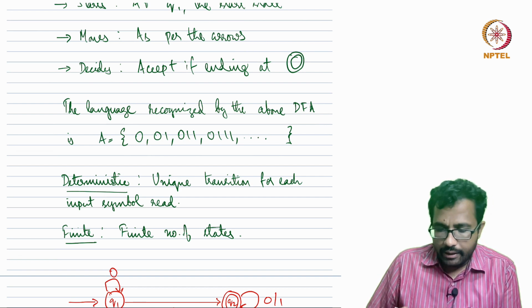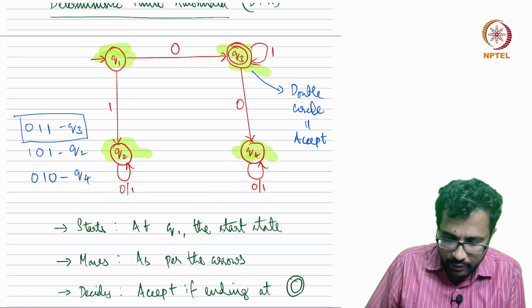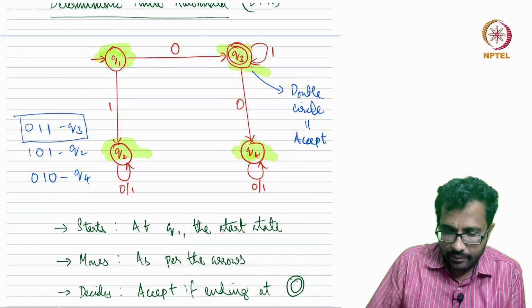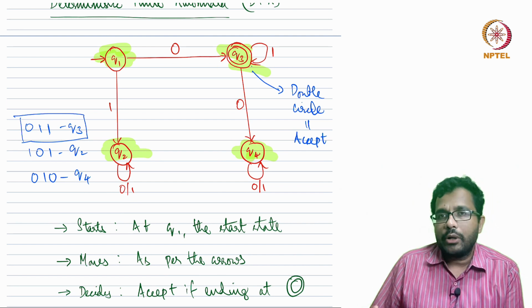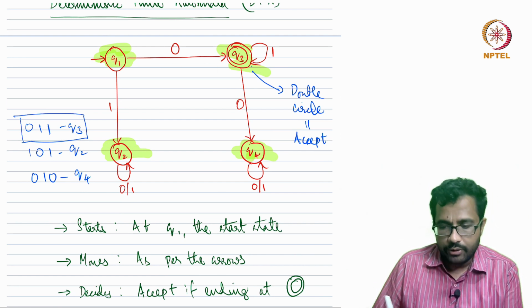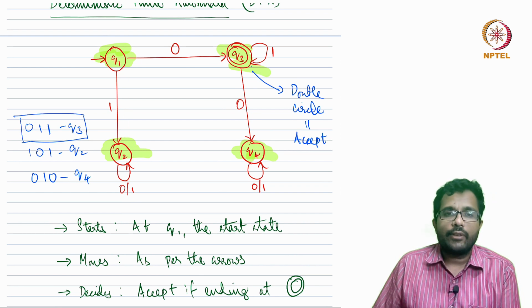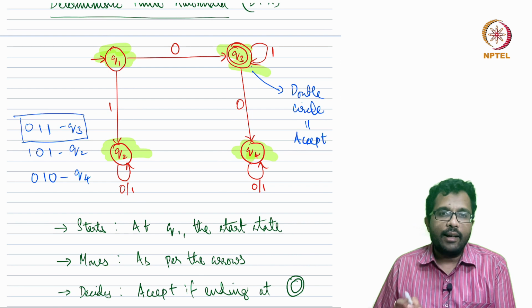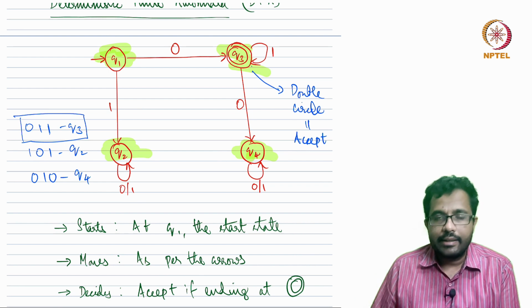So why is it called deterministic? It's called deterministic because if you are at q1 and you see a 0, you know exactly where you have to go. You have to go to q3. If you see a 1 at q1, you have to go to q2. So the movements are fixed if the string is fixed. That's why it's called deterministic.